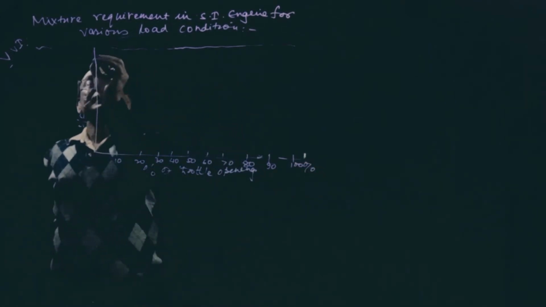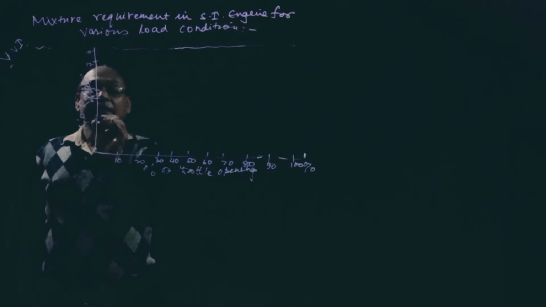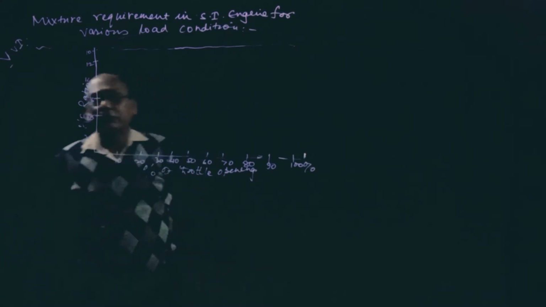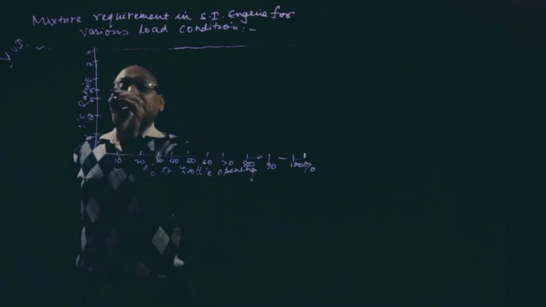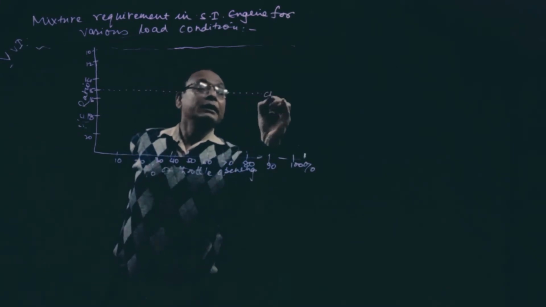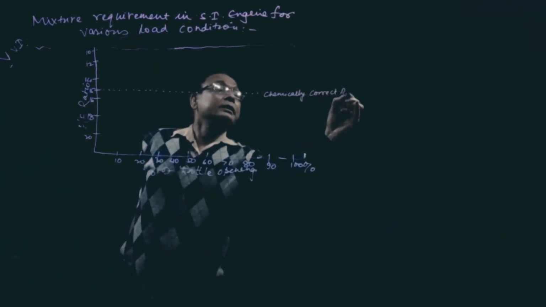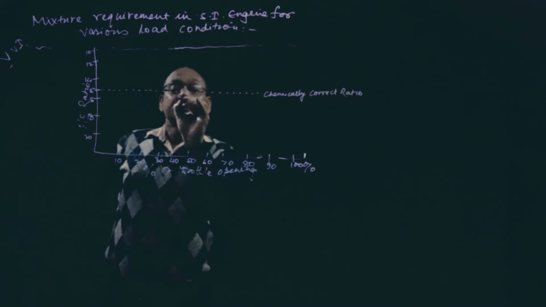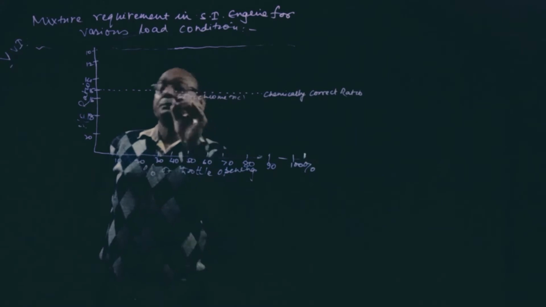For air fuel ratio, let us take 10, 12, 14, 15, 16, 18 and 20. As I told you, less than 10 or more than 20 cannot burn efficiently, so that ratio should not be used. So 15 we know is the stoichiometric ratio. This is called the chemically correct ratio. It is also called the stoichiometric ratio. So that is 15:1.